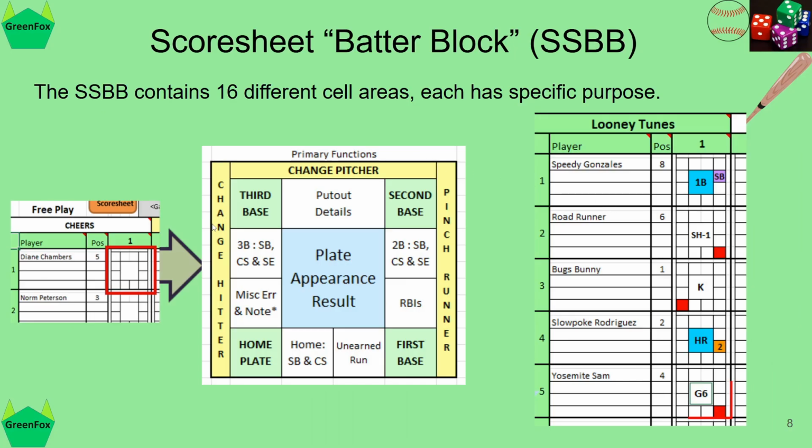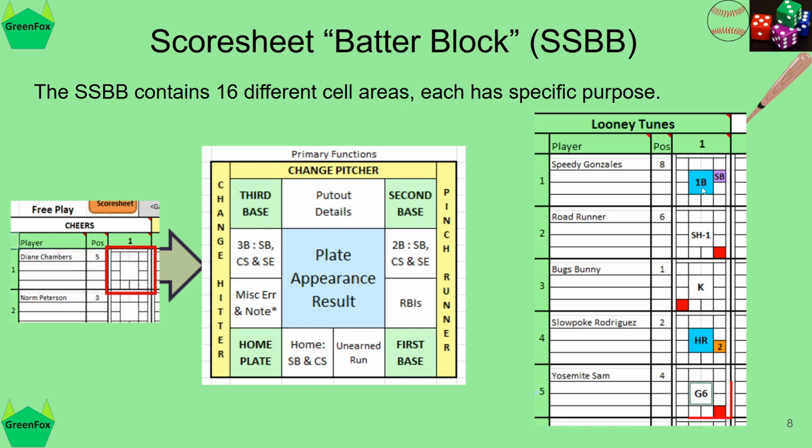And what I call each of these big squares, like one batter's plate appearance in an inning, I call a batter block, or a score sheet batter block. So I'll sometimes refer to it as SSBB, the score sheet batter block. And the score sheet batter block has 16 different cell areas. This is a blown up version of those 16 cells, and it labels each one so that it tells you what's in it.